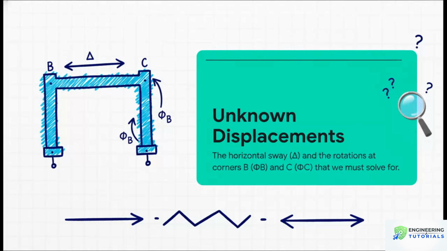So this is the crucial first step, and you got to get this right. We have to figure out what we don't know. Now, the problem tells us to ignore any stretching or squishing in the beams themselves. So that leaves us with 3 key unknowns. First, how much does the frame sway sideways? We'll call that delta. And second, how much do those top corners, B and C, actually rotate? We'll call those phi B and phi C. These 3 things, they're the key to unlocking this whole puzzle.